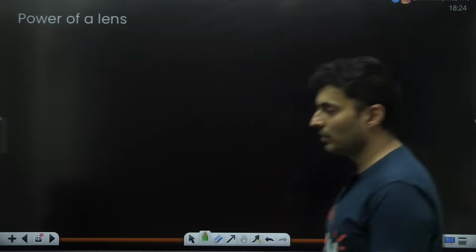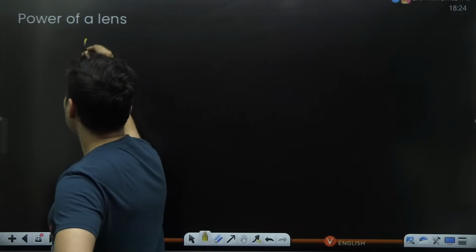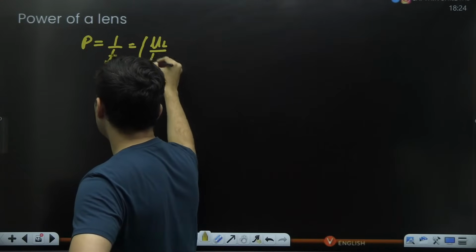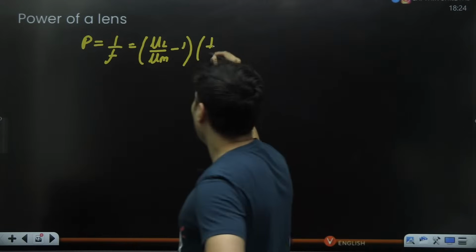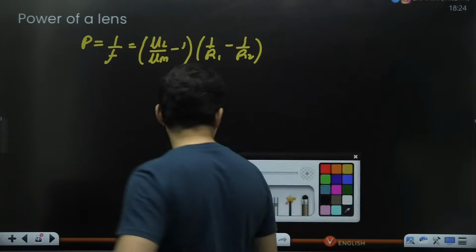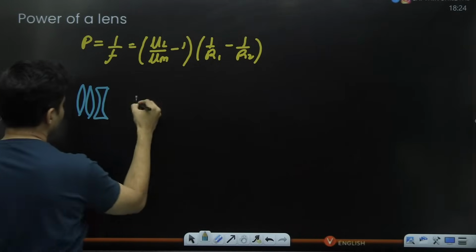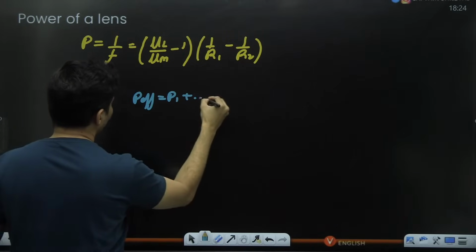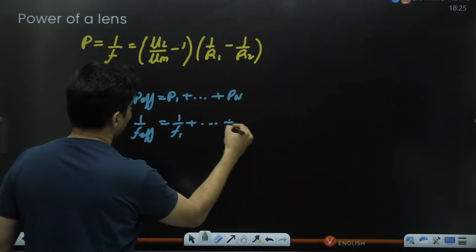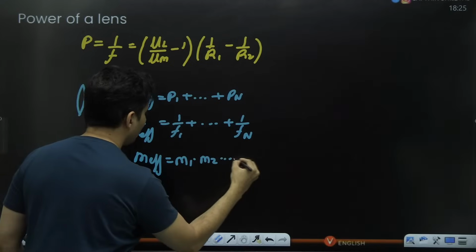Ray optics. What are the common topics that they have been asking? Power of a lens. Yes, they usually ask this kind of question. Power of a lens is 1 by the focal length, which is also (refractive index of the lens by refractive index of the medium minus 1) times (1 by radius of first curvature minus 1 by radius of second curvature). This is generally the power of a lens. But whenever you have lenses in contact, the effective power is P1 plus P2 plus up to Pn, and 1 by the effective focal length is 1 by F1 plus like that till 1 by Fn, and the effective magnification is M1 multiplied by M2 multiplied by like that up to the nth magnification.